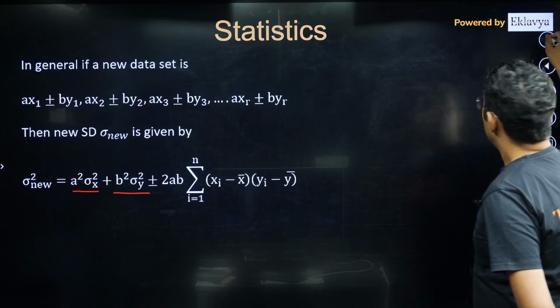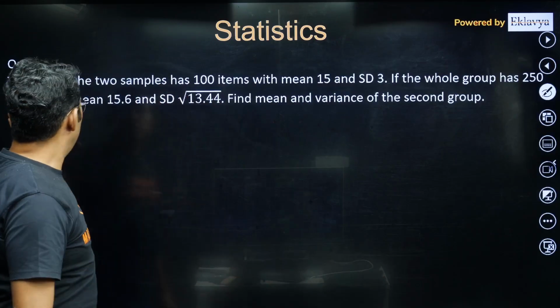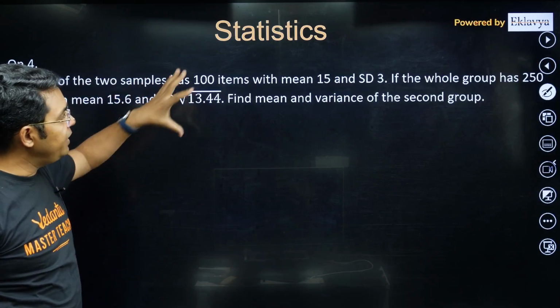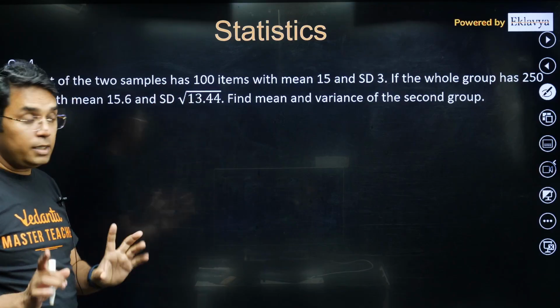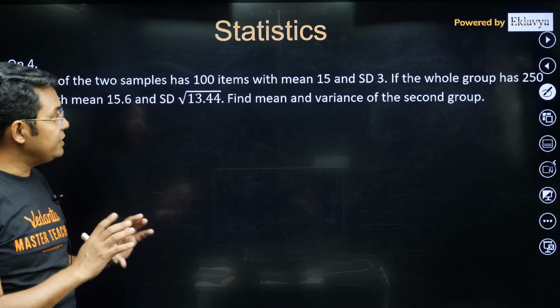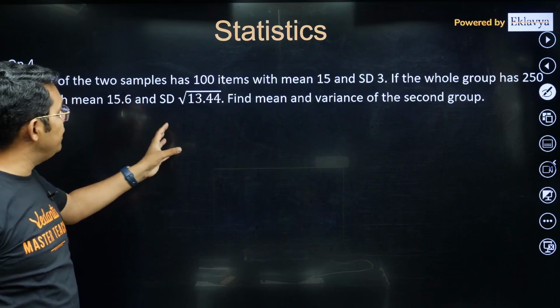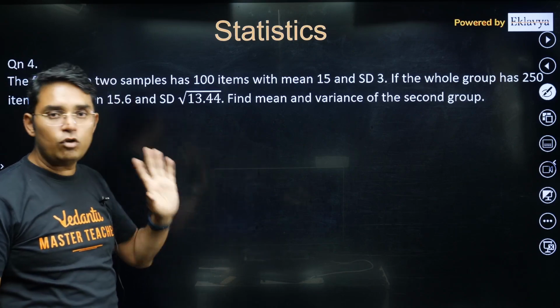Yeah, so I have taken 2-3 questions, 2 examples actually. One is that first of 2 data samples has 100 items with mean as 15 and standard deviation as 3. The whole group, which is having 250 entries, has mean 15.6 and standard deviation root 13.44. We have to find the mean and variance of the second group.